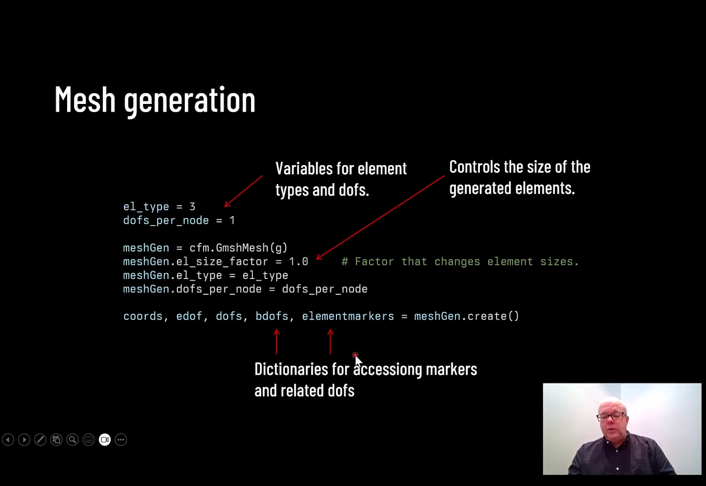So when the mesh generator has finished, it will create a coordinates array, an EDOF array, a DOFs array, and a BDOFs array. So the DOFs are degrees of freedom at the nodes. BDOFs are boundary DOFs, that are the degrees of freedom on the boundaries. So, for example, you have the markers here. You can go BDOFs, bracket marker, and then you can get all the degrees of freedom that are on that marker line.